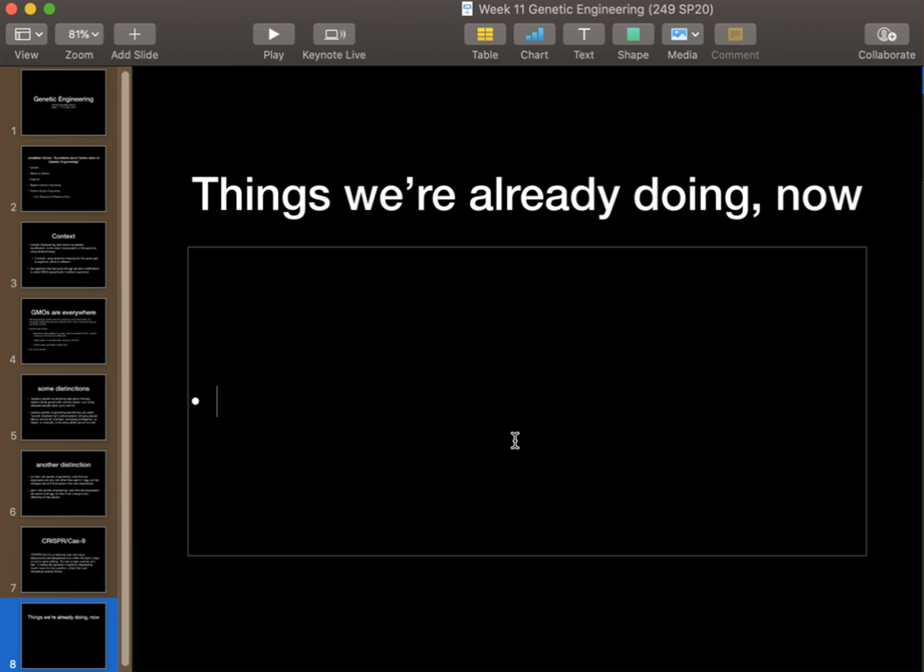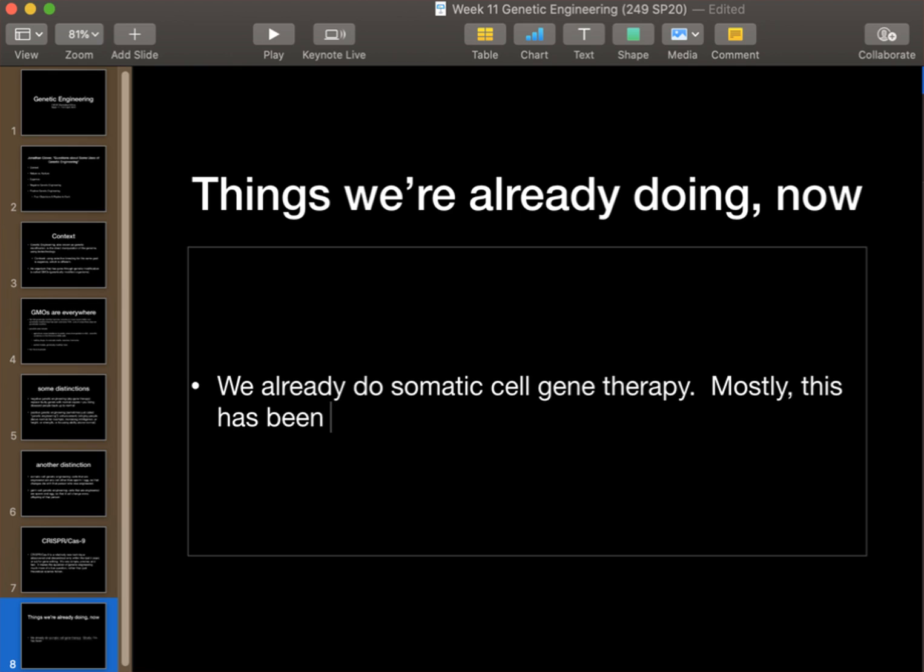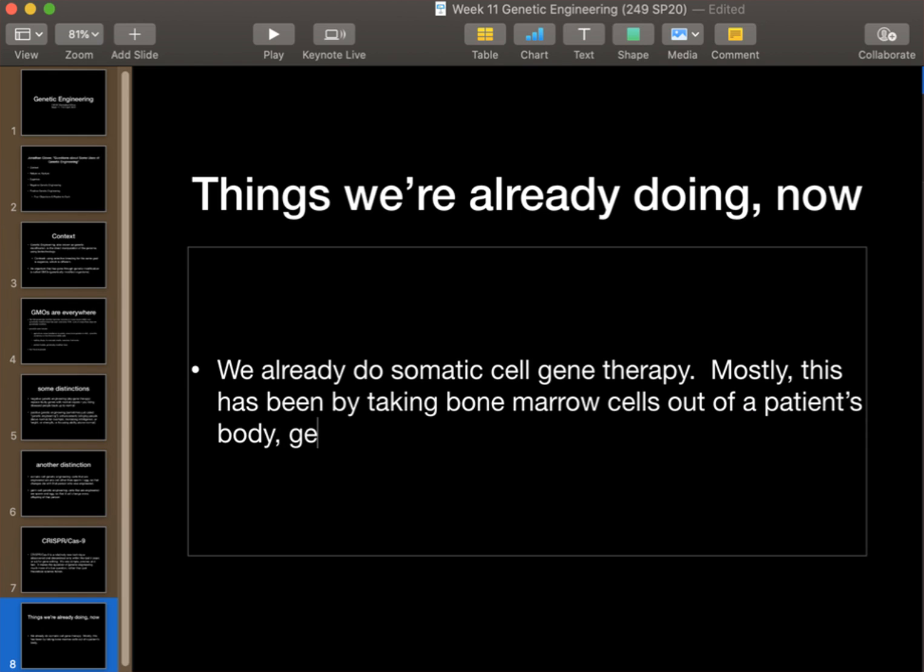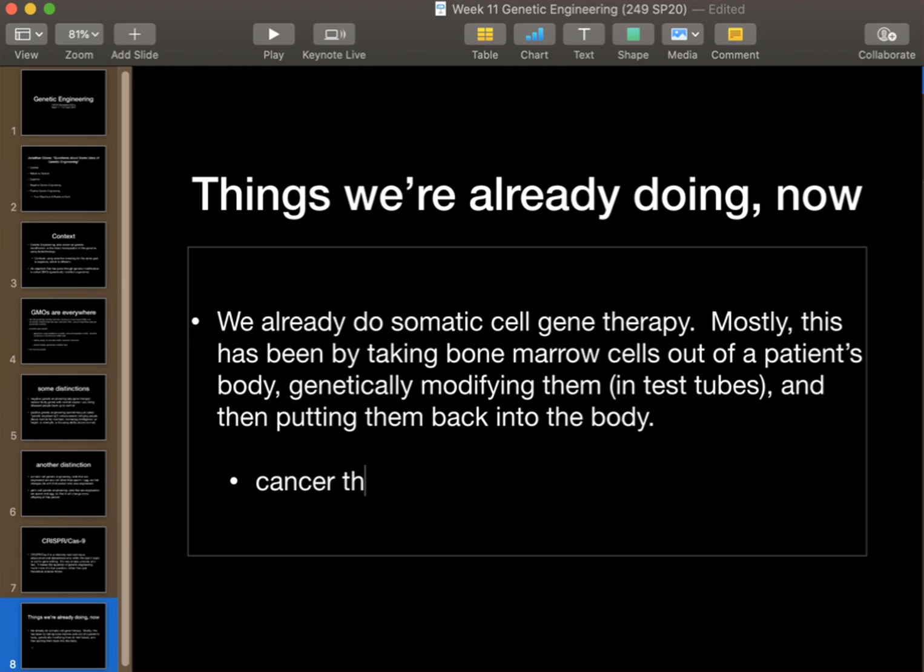So let's see. We already do somatic cell gene therapy, okay? Mostly, this has been by taking bone marrow cells out of a patient's body, genetically modifying them in test tubes, right, outside the patient's body, and then putting them back in. Okay? So one of the things we do with this is, for example, cancer therapy.